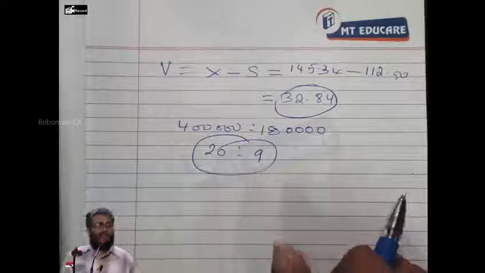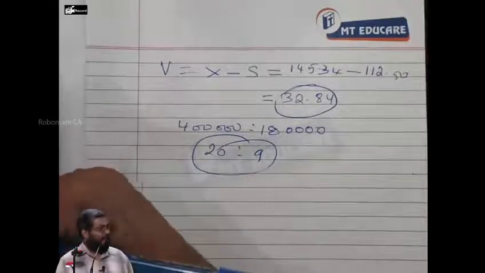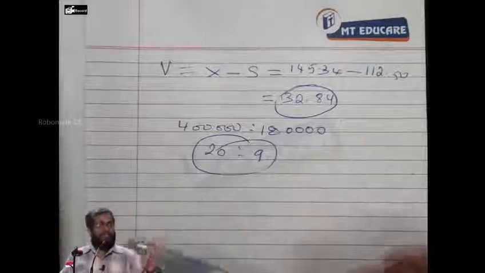So, for every 3 shares, you get 1 right. Now, every 20 shares, how many rights do we get? 9 rights. Is the rights ratio also understood, right or not?